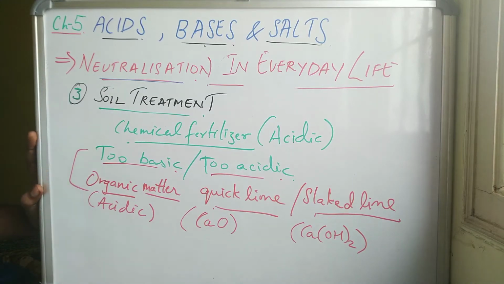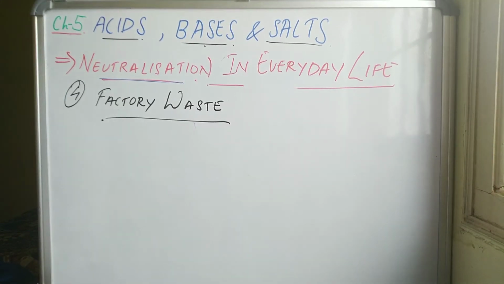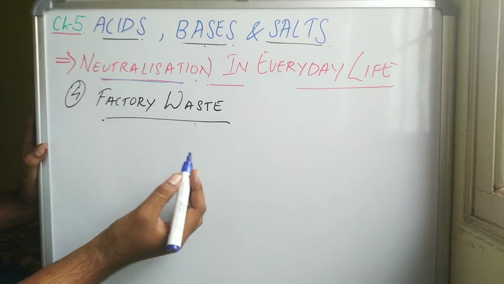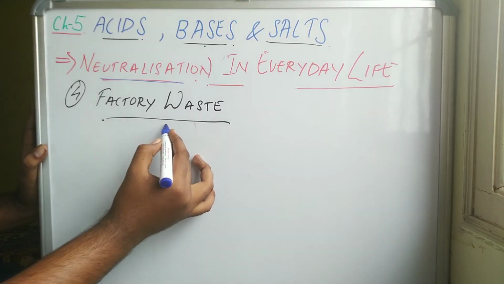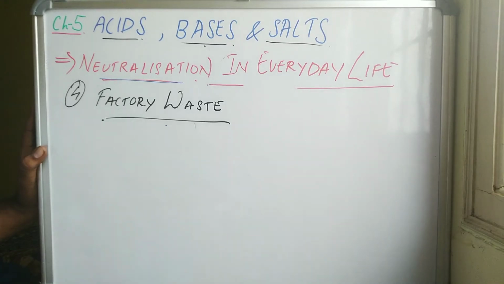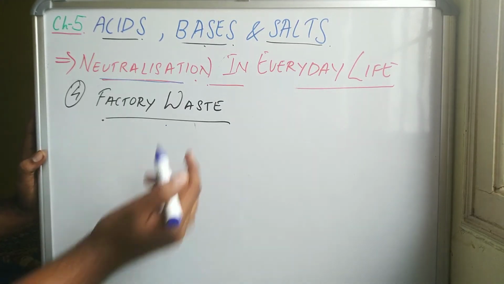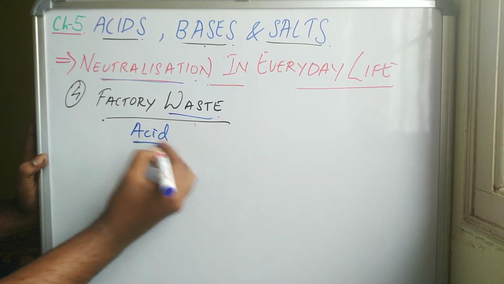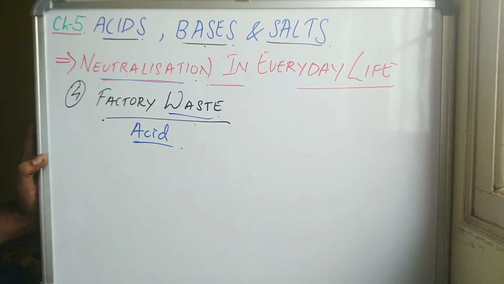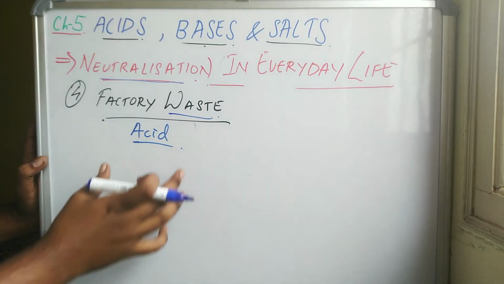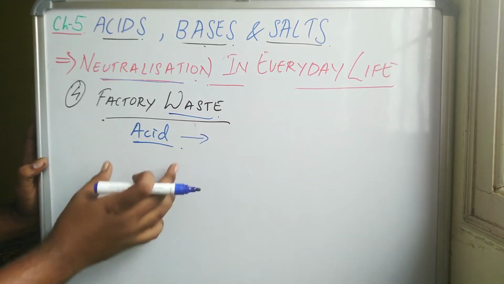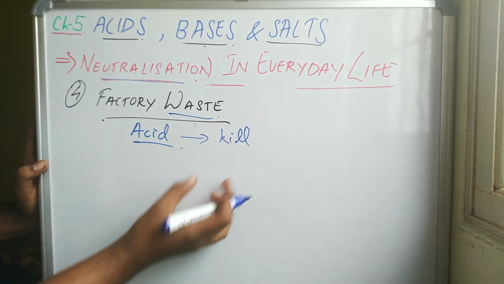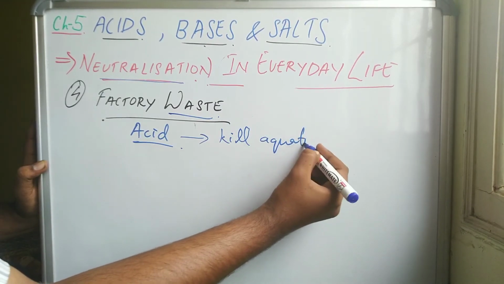Fine. So moving on to the fourth one, the last one, that is factory waste. Many factories release waste into the water bodies. Water bodies means sea, ocean, lake and all. So factory waste basically contains acid. They are acidic in nature. Now what does the acid cause? Acid may kill the aquatic animals.